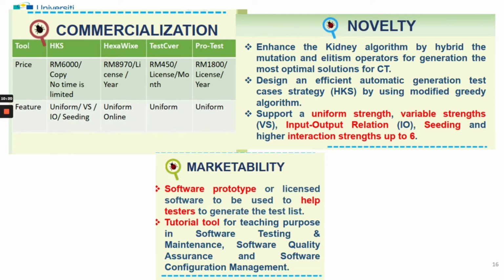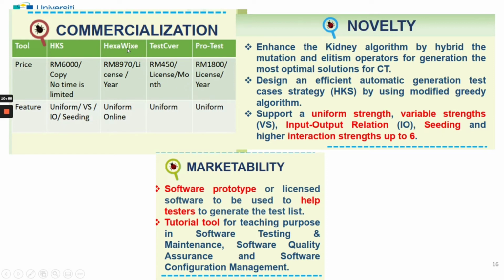In the commercialization, we can see that this WKS can be affordable at 6,000 ringgit per copy, if we give them the Java platform, or they can also access it on the website for 6,000 ringgit for unlimited use, with no limit on the number of users. And it also supports uniform, variable strength and input output, compared to the existing tools.